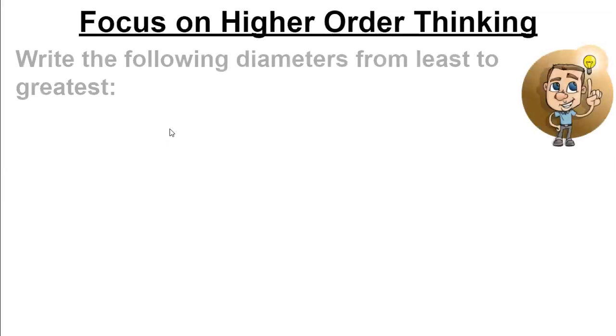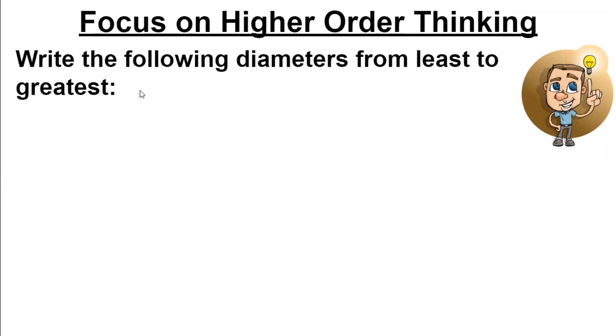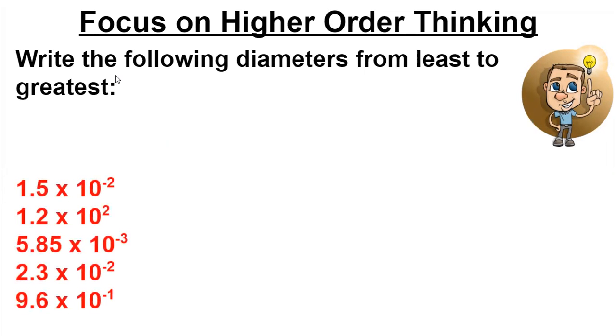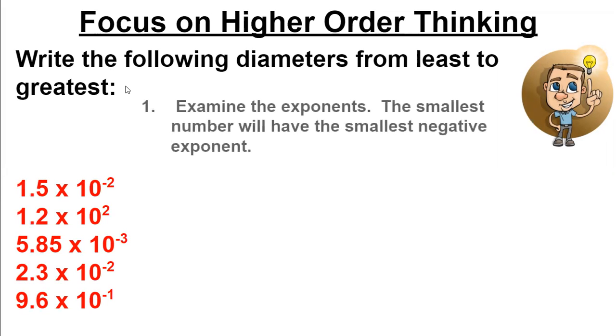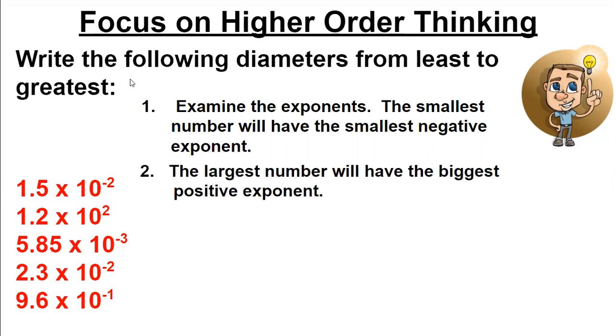And the next slide, write the following diameters from least to greatest. There's all of our numbers in scientific notation. Now, granted, you could write all of these in standard notation and figure it out from there, but there is an easier way. You can look at the exponents. If you examine the exponents, the smallest number will be the smallest negative exponent, because that's the number that's going to be divided on the bottom by the biggest number, so to speak. The largest number will have the biggest positive exponent, okay?